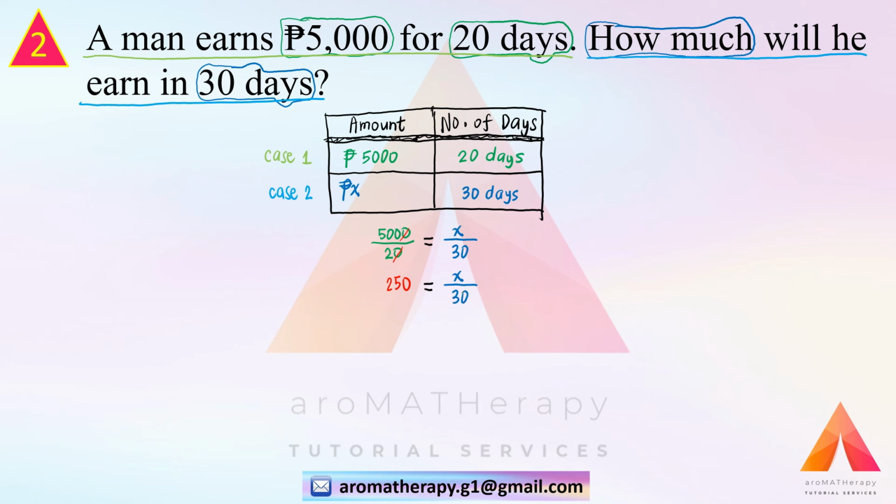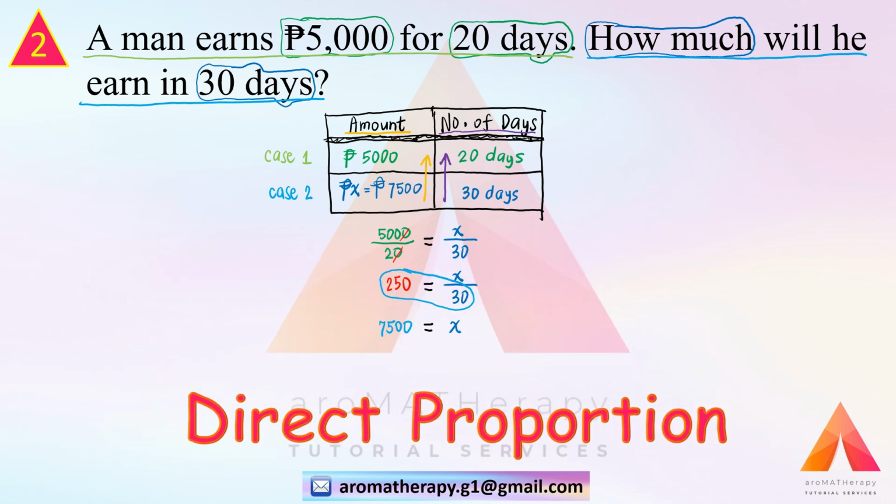So let's just simply cross multiply 250 and 30. So we get 7,500. This is equal to X. So this means the amount for case 2 is equal to 7,500 pesos. So take a look at our table. We have the two quantities, amount and the number of days. As you may notice, the first quantity increases and the second quantity also increases. So this means they are in a direct relationship. This is an example of direct proportion.